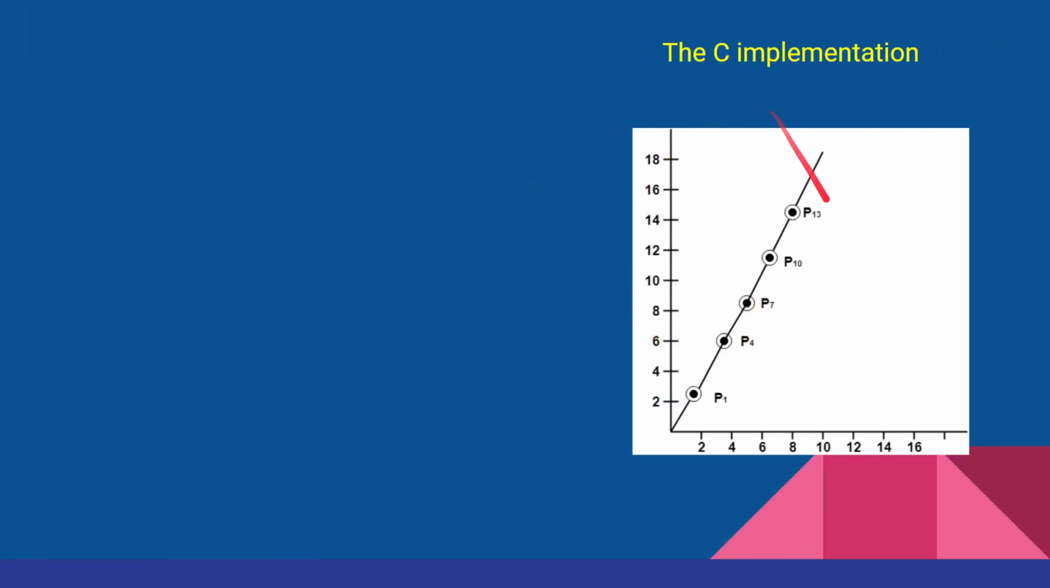This is how the line is drawn using the C implementation. So this is the x-axis, this is the y-axis, and the points are found out, and the line is drawn from the first point to the end point. So let us see the C implementation of the algorithm.